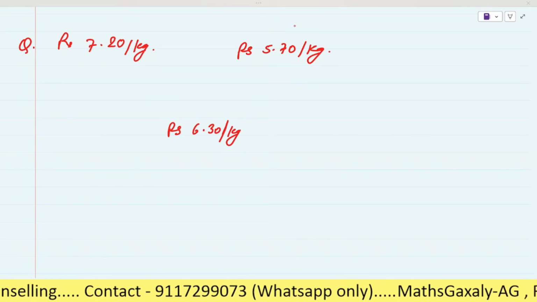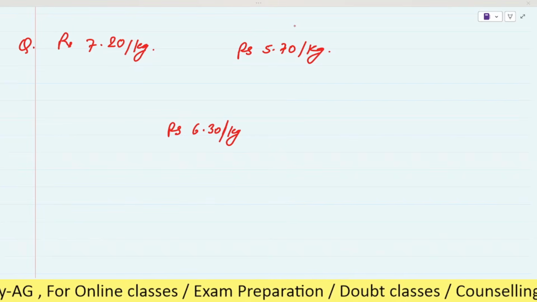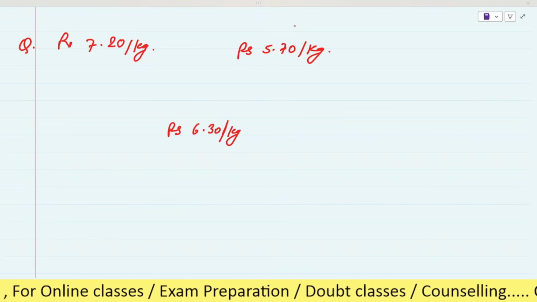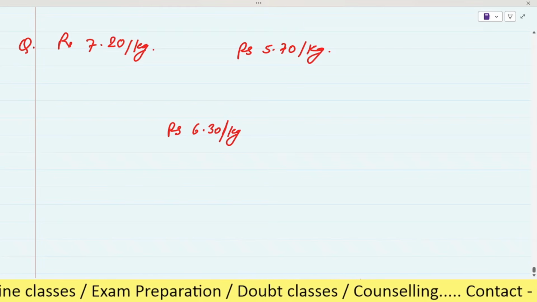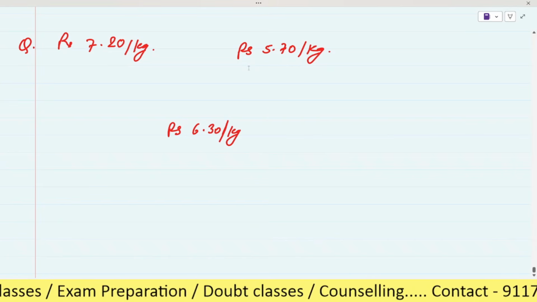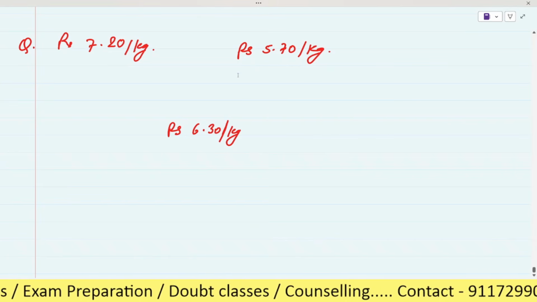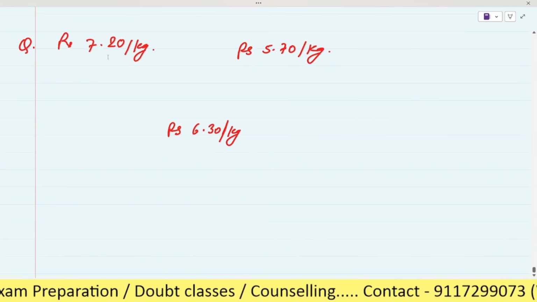Just try this question. 2.3. Remove the decimal. 2 is to 3. Very good. See here, directly you can do it.